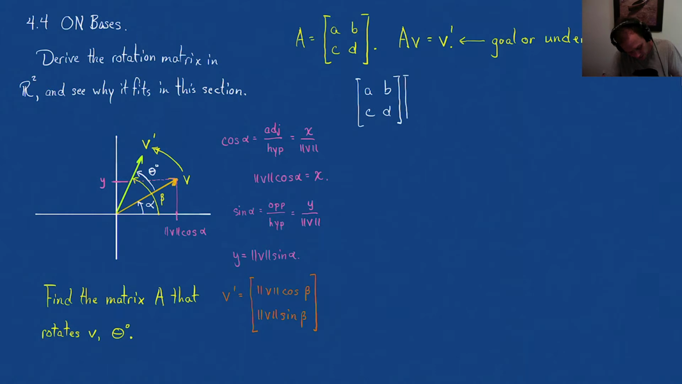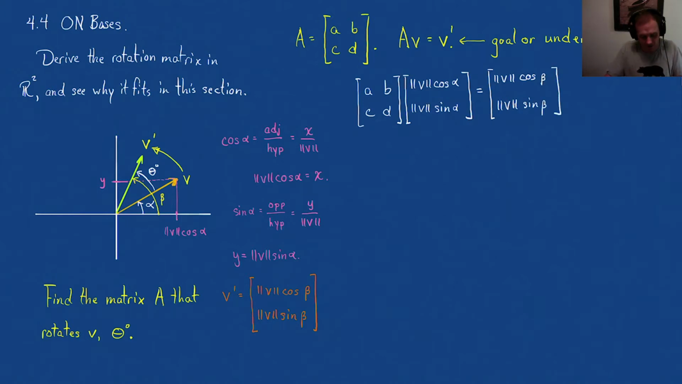Times the vector v. V, we said, is the length of v times the cosine of alpha, and then the length of v sine of alpha. And this has to equal, somehow, we're going to get this to equal the length of v cosine of beta, the length of v sine of beta. Okay? Well, let's just multiply the left-hand side. This is going to give us a system of equations.